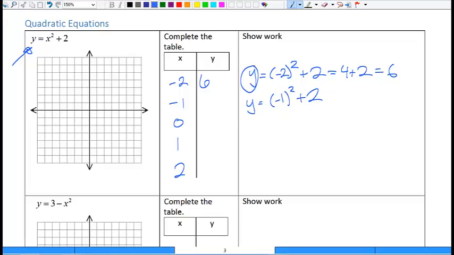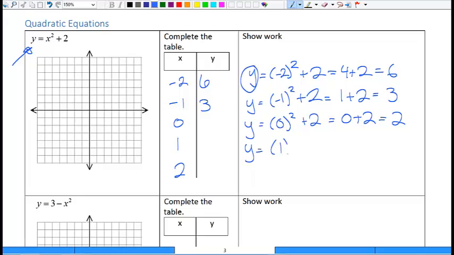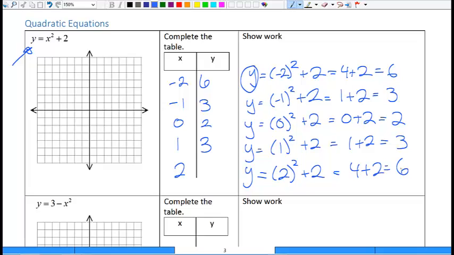So my next one, y equals x squared plus 2, where x is negative 1. Negative 1 squared is 1. 1 plus 2 is 3. Let's keep going. y is equal to 0 squared plus 2. That's 0 plus 2 equals 2. y is equal to 1 squared plus 2, which is 1 plus 2, or 3. And then y is equal to x squared plus 2, where x is now 2, which is 4 plus 2. Alright, so now we have 5 really good points.